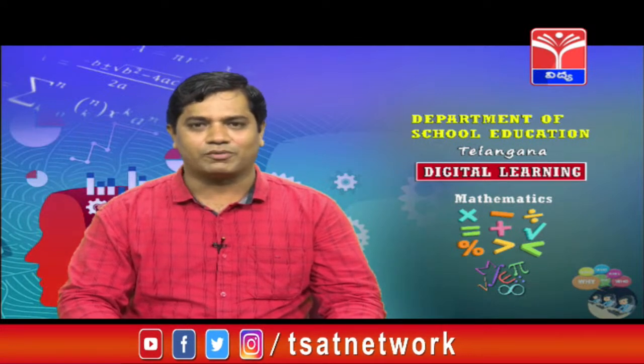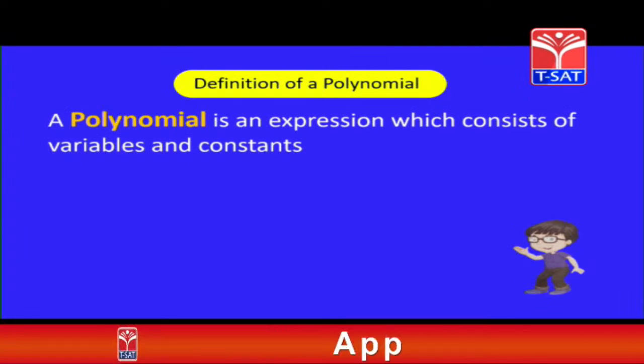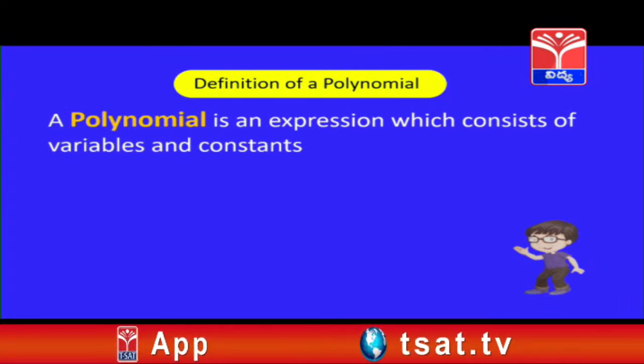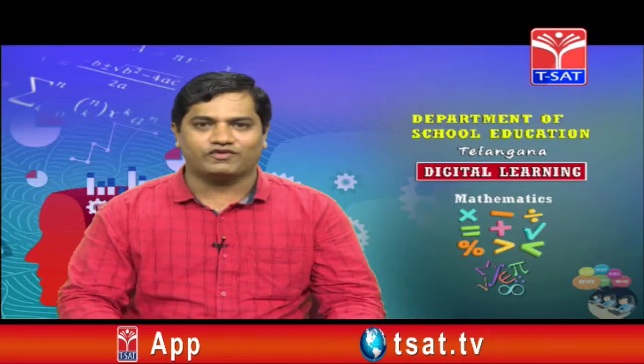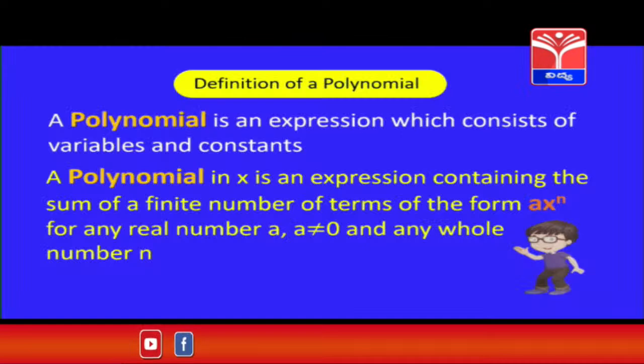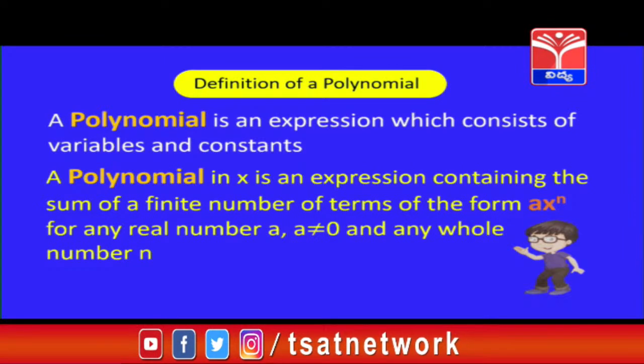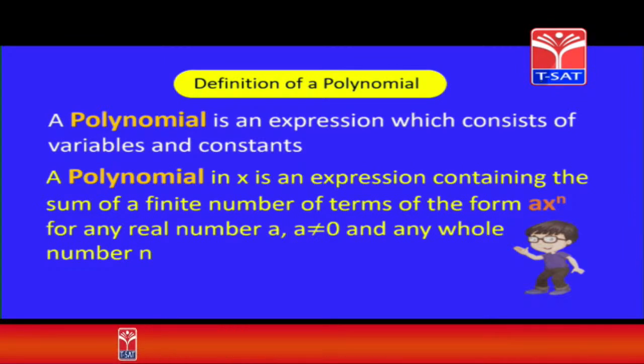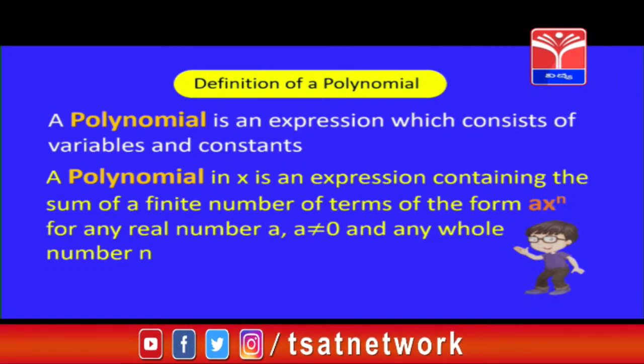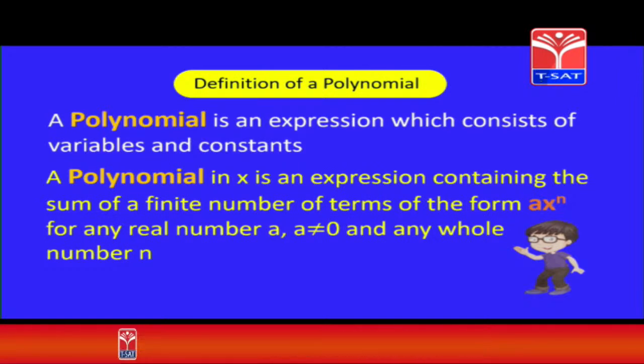See students, a polynomial is an expression which consists of variables and constants. More particularly, we define the polynomial like this. A polynomial in x is an expression containing the sum of a finite number of terms of the form a x to the power of n. Here, a is a coefficient. We can take any real number in the place of a, and n should be a whole number. It should not be negative and it should not be a fraction. So this is the definition of a polynomial.